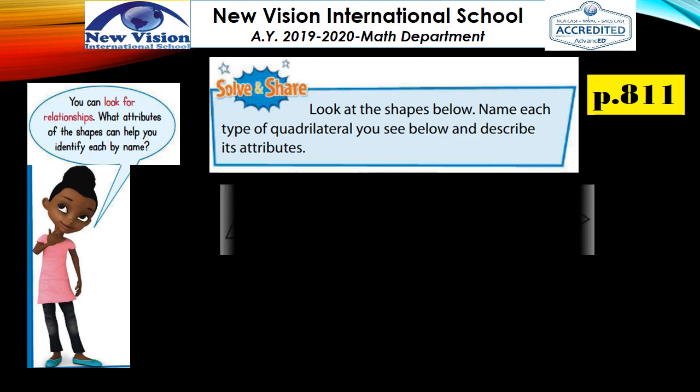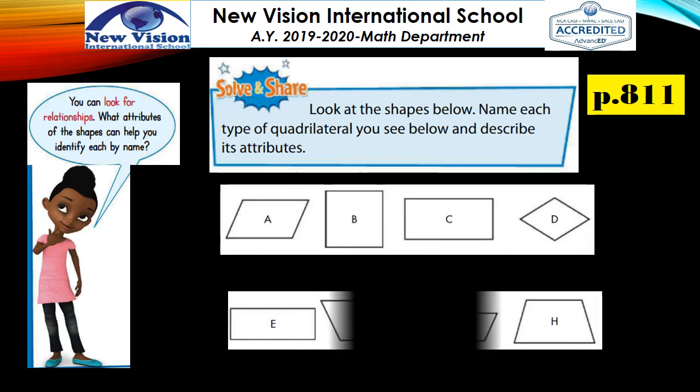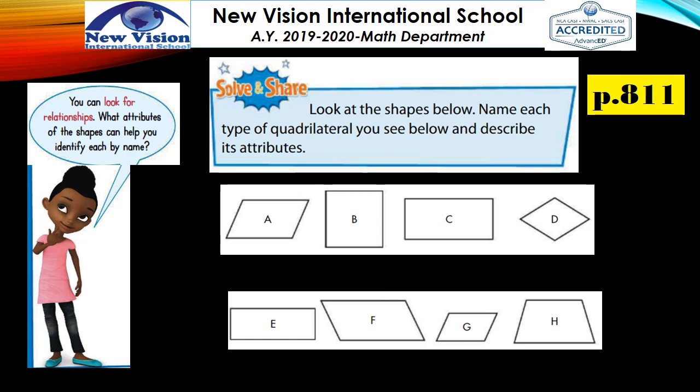So you can see there in the book, you have the shapes in A, B, C, D, E, F, G, and H. Okay, you have 1 minute to do that. You are going to name each type of quadrilateral you see and describe its attributes. Okay, you have 1 minute. You may pause this video while you are doing it. Okay, done?